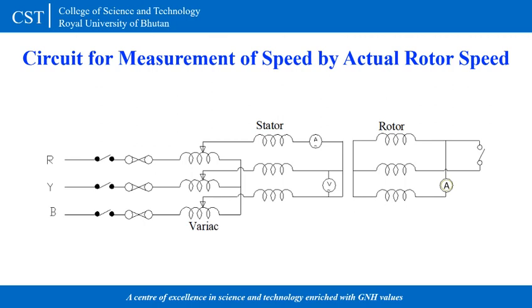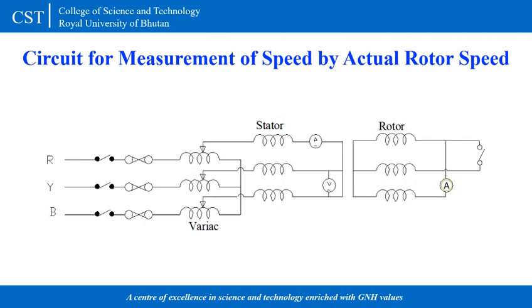In this method, we have to measure speed using this speed measuring device called the tachometer. With this tachometer, with no load, we will be directly able to find the value of synchronous speed, that is ns, and with this ns we should be able to find the value of slip. That is all for the measurement of speed by actual rotor speed and calculating the slip.